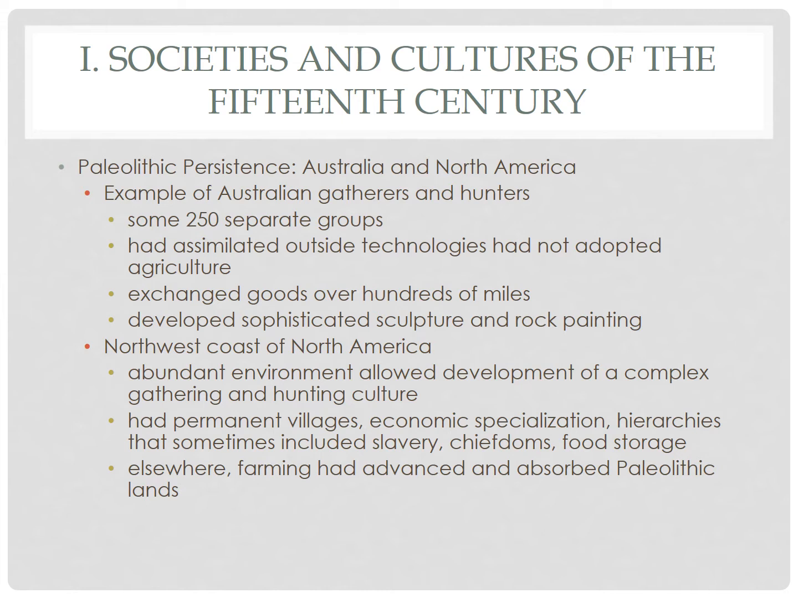Okay, so again, we have all different types of civilizations in the world by the year 1500. We have some hunters and gatherers that are still in existence in, for instance, Australia and in North America. So for instance, in Australia, you have some 250 different separate groups that are largely living a hunting and gathering lifestyle. They had assimilated outside technologies, but had not adapted agriculture. So agriculture, of course, would have changed them from a hunting and gathering society to an agricultural society. So, of course, that kind of goes without saying. They did have networks of exchange with other groups, and they did have sophisticated sculpture and rock painting.